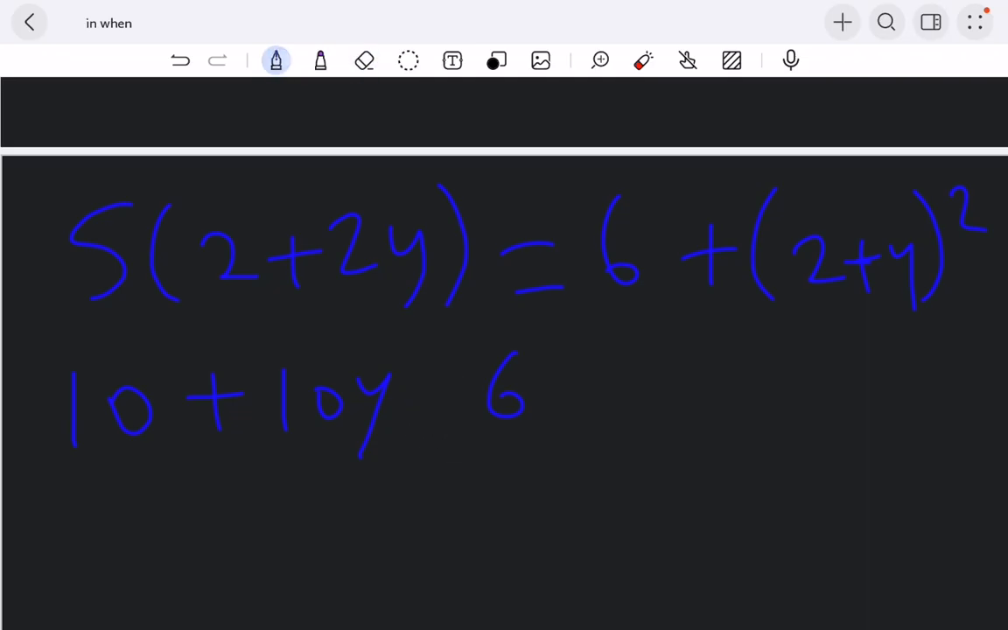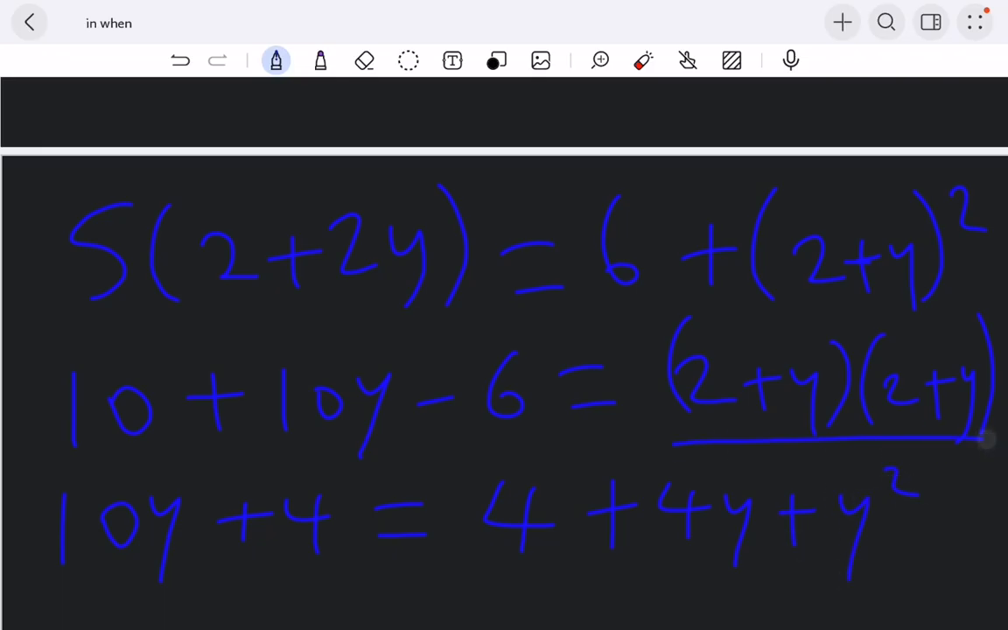Rather, let's take 6 to the left hand side and say minus 6. Minus 6 is equal to 2 plus y squared. Okay, I'm going to show you exactly how you know if you did your math correct, because the equations must balance out. Okay, now 10y, 10 minus 6 is 4, is equal to 4, 2 times 2 is 4, plus 4y plus y squared.